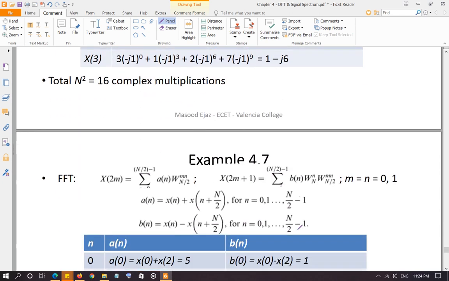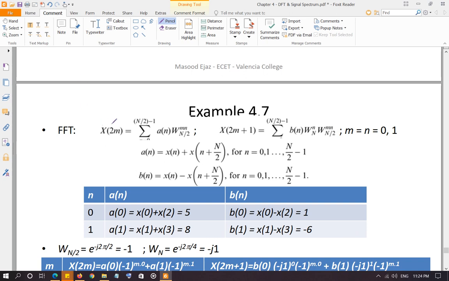Now if you go to FFT, so we apply FFT. Again, we have to calculate the even number factors and odd number factors separately, right? So we have an, xn plus x of n plus n by 2, and bn, xn minus x of n plus n by 2. So we first calculated the values of an and bn. N goes from 0 to n by 2 minus 1. So remember, n over here is 4, n by 2 minus 1 is 2 minus 1, 1. So basically n here is 0 and 1, two values.